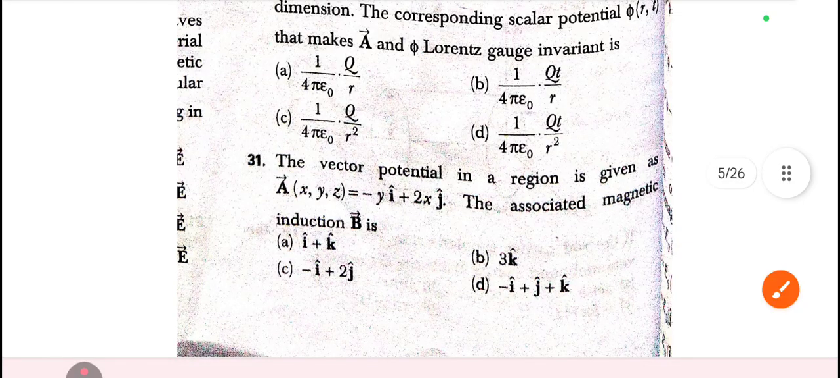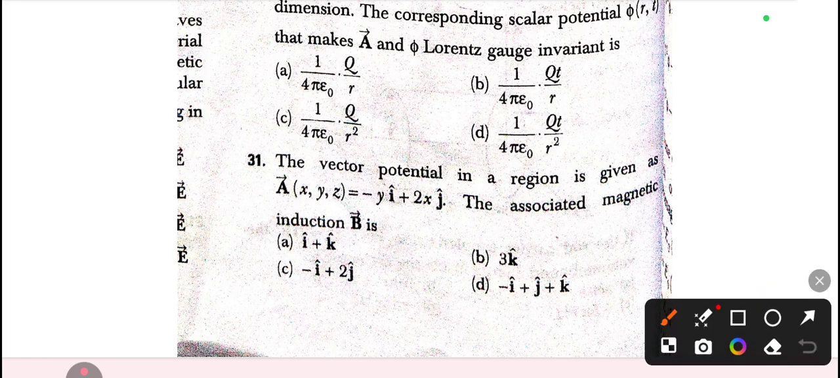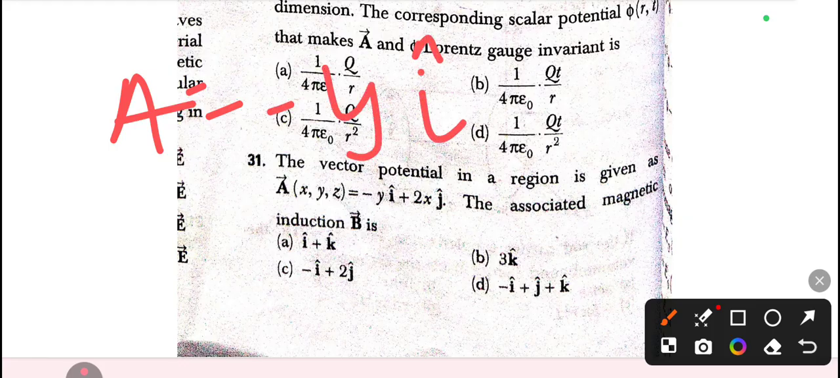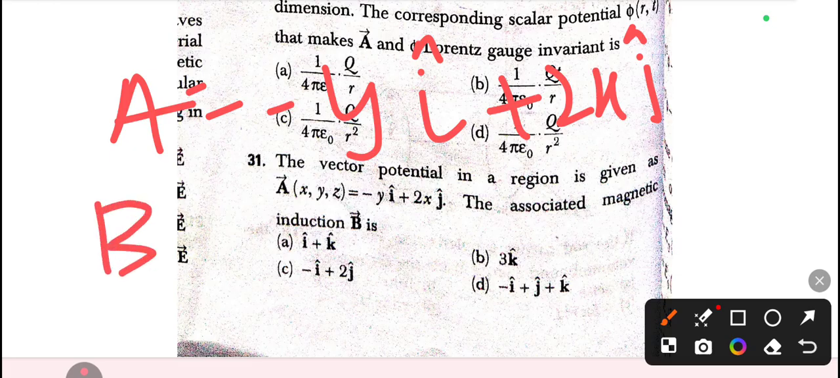The vector potential in a region is given as A equals something. The associated magnetic induction B is. For this also, write the vector potential A equals minus y i unit vector plus 2x j unit vector, and we have B equals del cross A, and after solving we will get B equals 3k. B option is the correct.